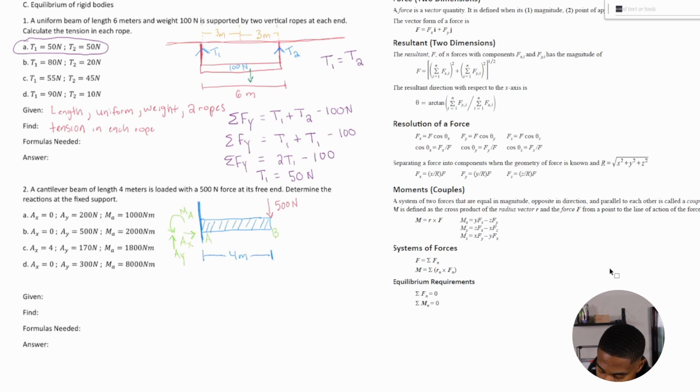So the sum of the forces in the x direction is equal to AX, and there's no other forces acting, so AX is equal to 0. Okay, now sum of the forces in the y direction.